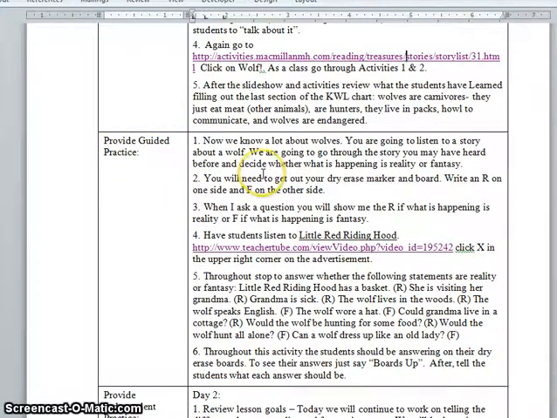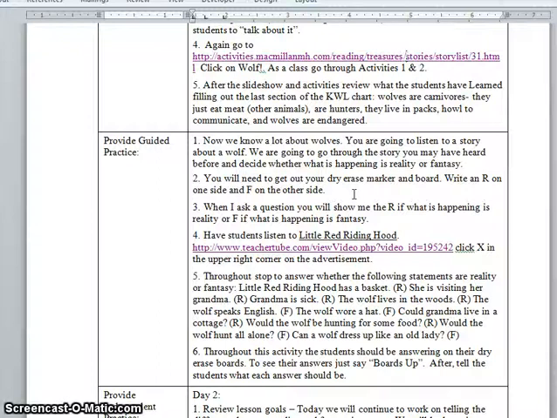How I'm going to do guided practice is that we're going to use dry erase boards and markers. This is kind of low tech. Most people have access to dry erase boards and markers. You can also make your own just by laminating a sheet of white paper. On one side, the students will write an R. On the other side, they're going to write an F.